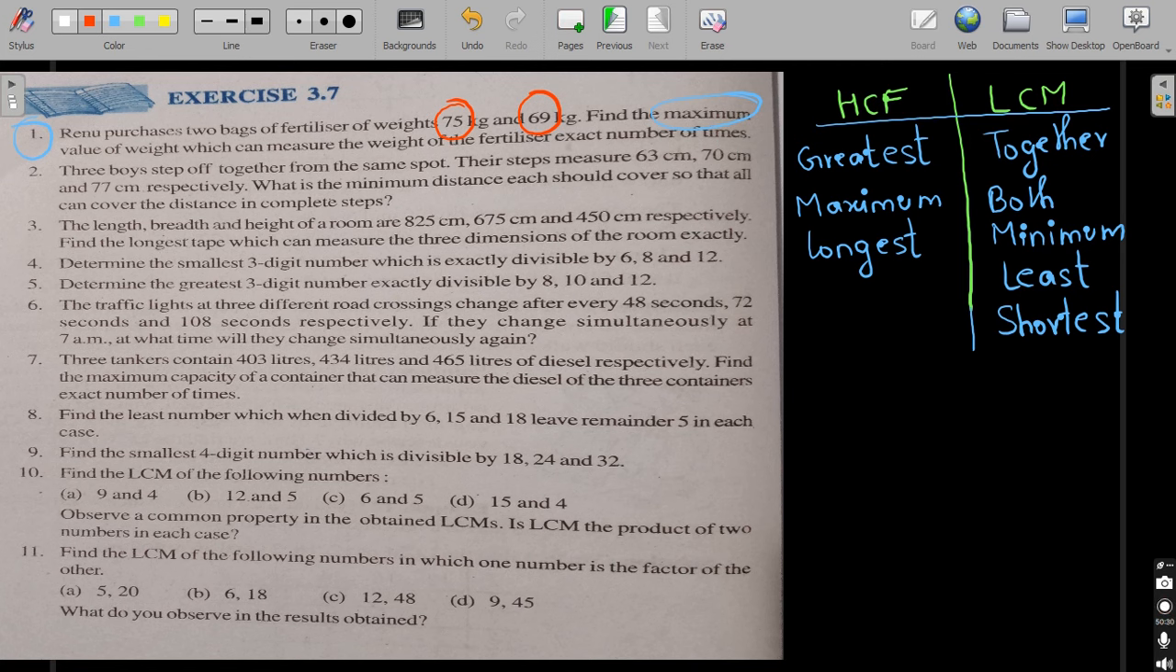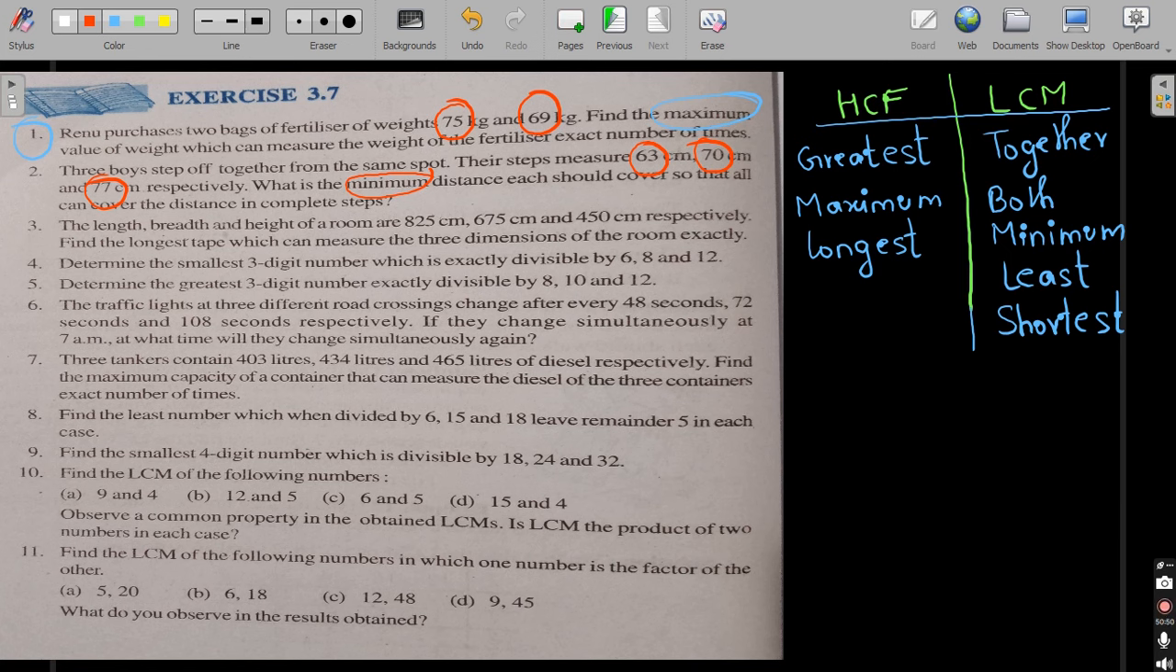Question number 2. Okay, total question I read. Very good. Quickly we identify. Here it is written minimum. As you are able to see here, minimum. Minimum is what? Minimum, I need to find LCM. Very good. LCM of what numbers? 63, 70 and 77. Very good. Correct answer, dear student.